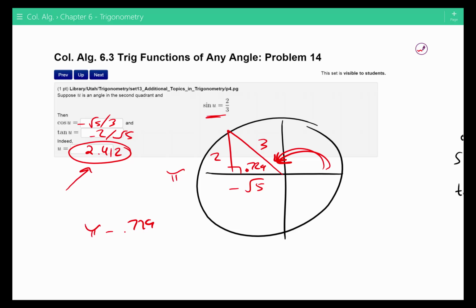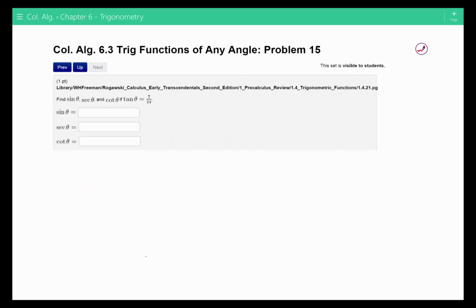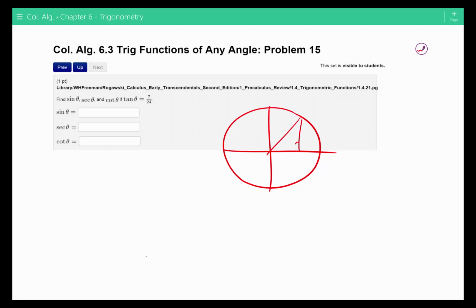Alright, the next problem wants to find sine, secant, and cotangent, and they give us the tangent is 7 over 24. It doesn't tell me what quadrant this is in, so it might not matter. Let's see. Let's draw an acute triangle here, acute angle, and tangent is 7 over 24. And then I'm going to do the Pythagorean theorem to get the hypotenuse. I get 25 if I do the Pythagorean theorem.